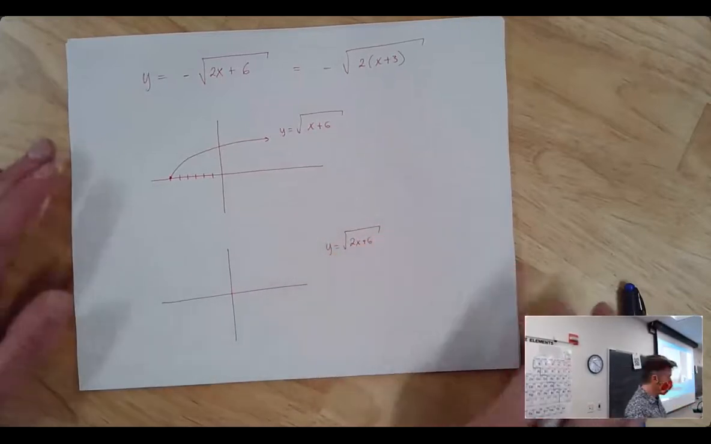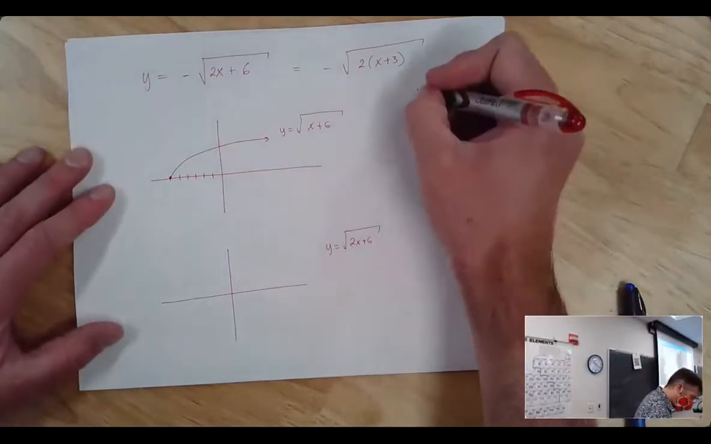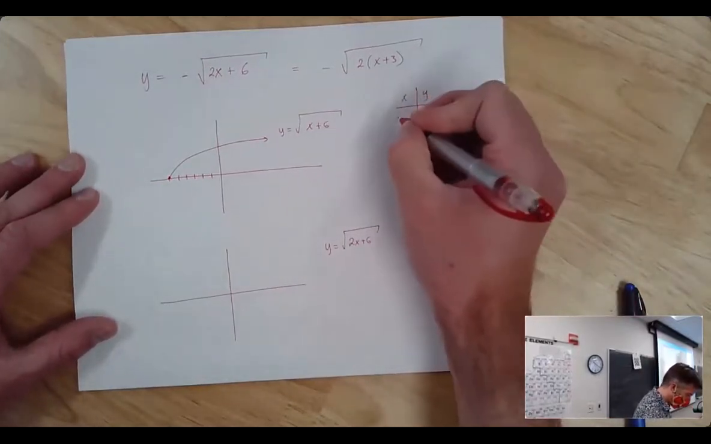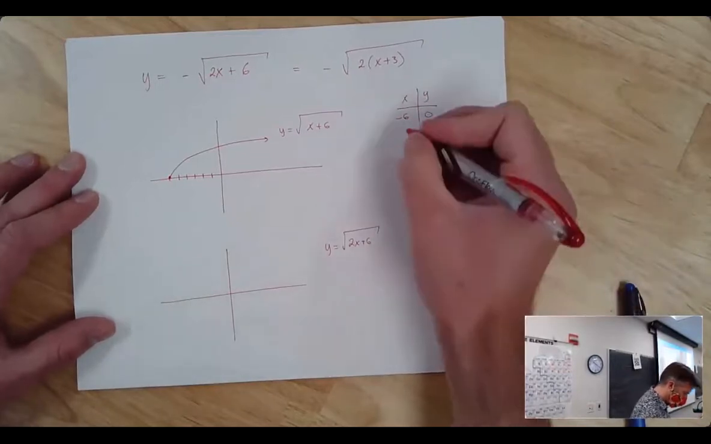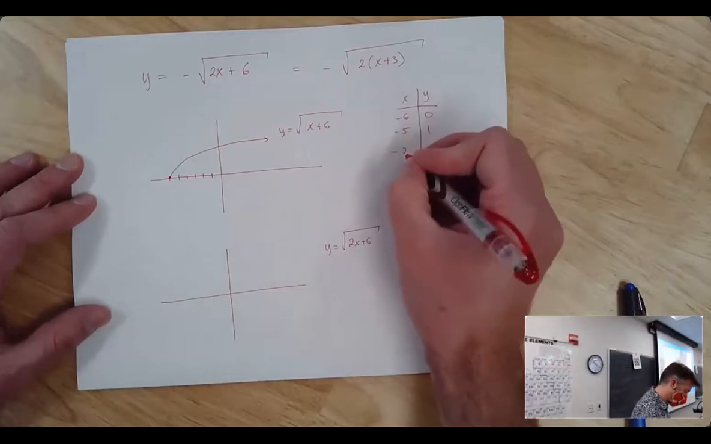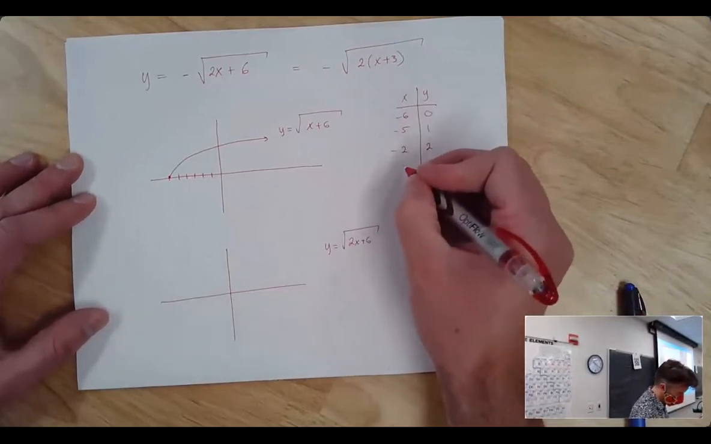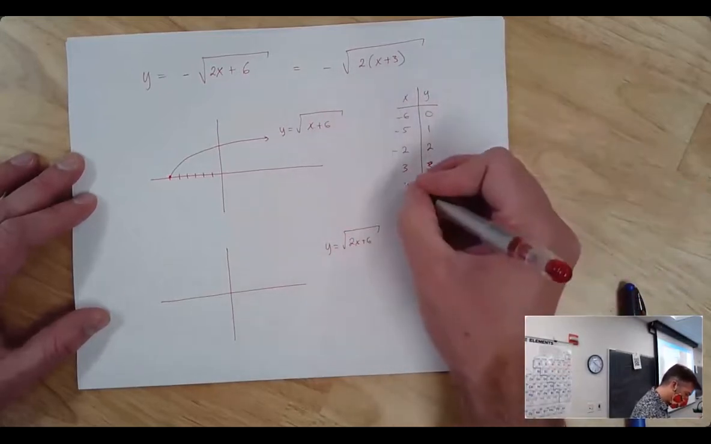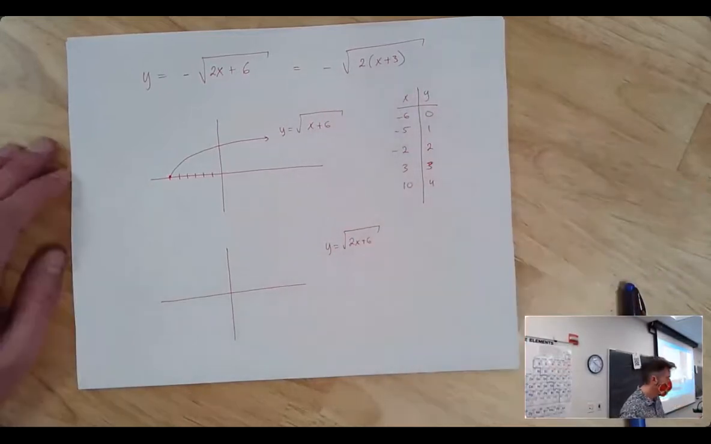Well, here's the idea. Here are my x and y values here. If x is negative 6, y is 0. If x is negative 5, y is the square root of 1. If x is negative 2, y is the square root of 4. If x is 3, y is the square root of 9. If x is, looks like one more value, 10, y is the square root of 16.